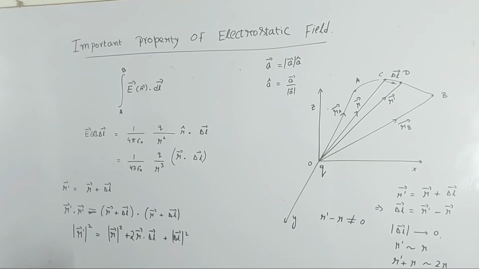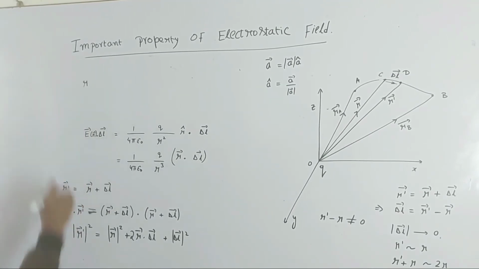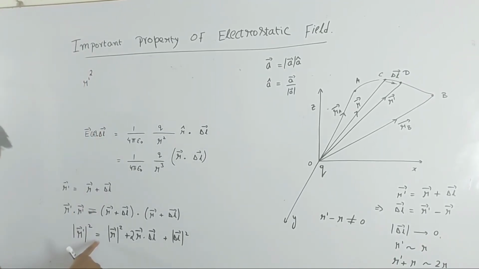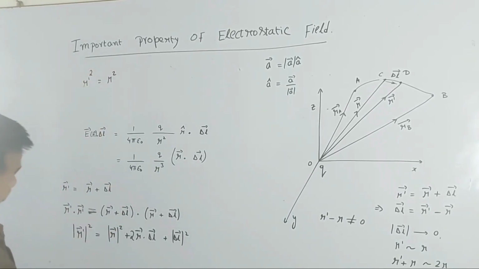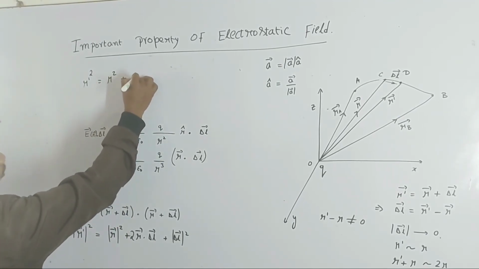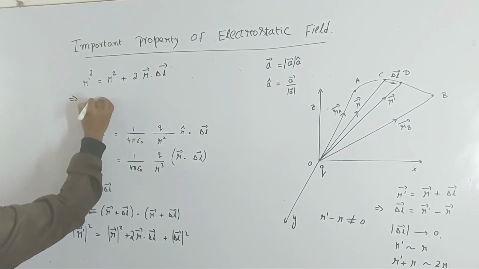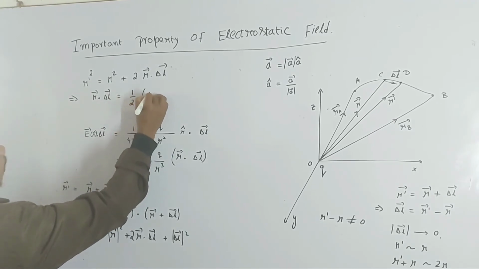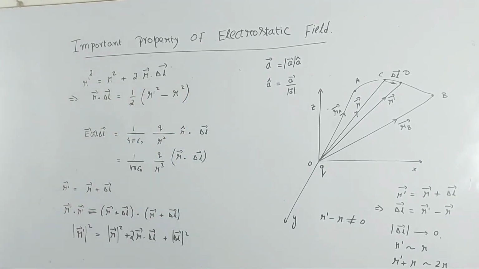So this equation can be written as, mod of R dash is simply R dash, so R dash square, equal to mod of R, simply R, so R square, plus twice of R dot delta L. So this can be written as R dot delta L is equal to what? 1 by 2 times R dash square minus R square. I need this equation, so I will drop this part.